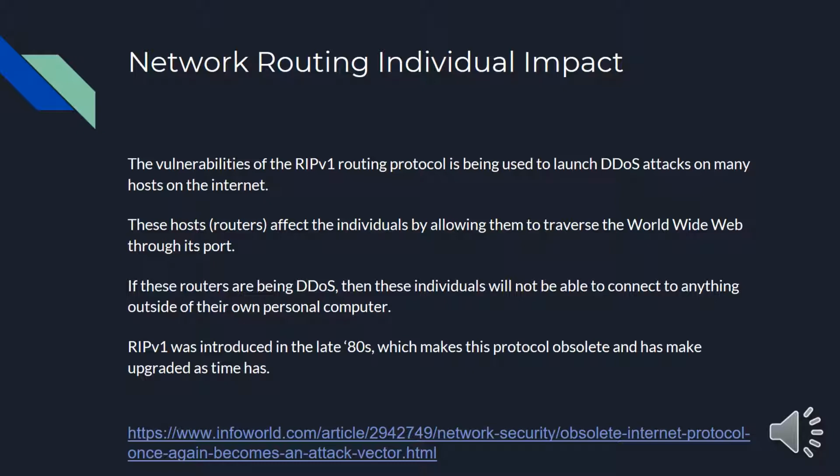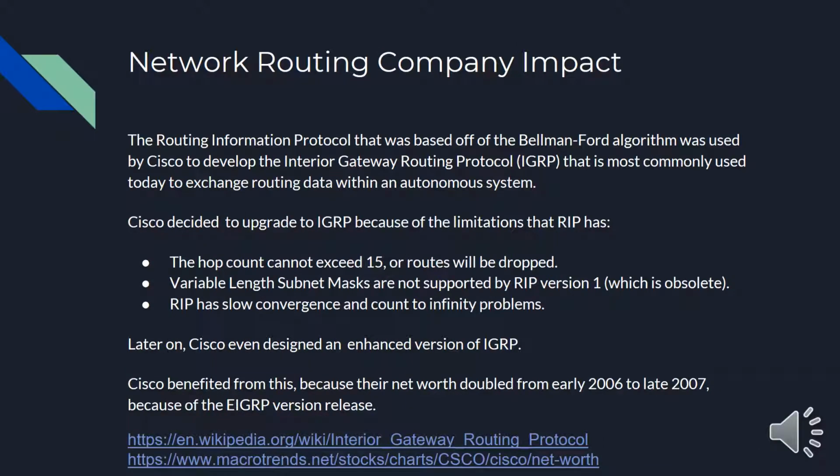Granted, RIP was introduced in the late 80s, so it's not surprising that this protocol has become obsolete over the years. However, it has been built upon, with Cisco once again making use of this dated protocol. They have developed the Interior Gateway Routing Protocol, or IGRP for short, by building off the fundamentals of RIP, and is most commonly used today to exchange routing data within an autonomous system. Even after developing this, Cisco has continued to upgrade IGRP, and this has not come without its benefits. From early 2006 to late 2007, Cisco's net worth doubled because of an update release of IGRP called EIGRP.